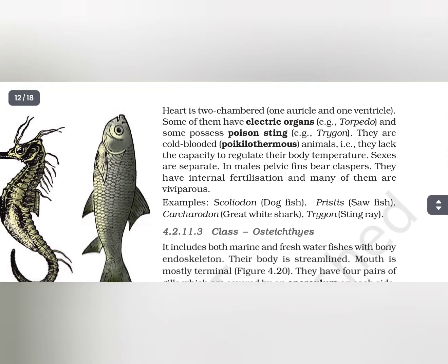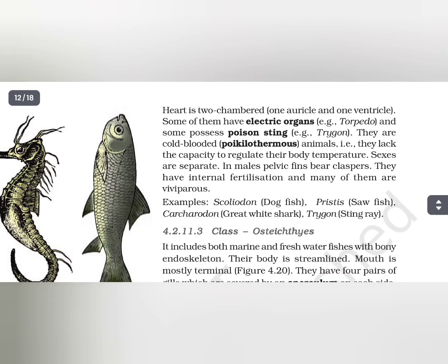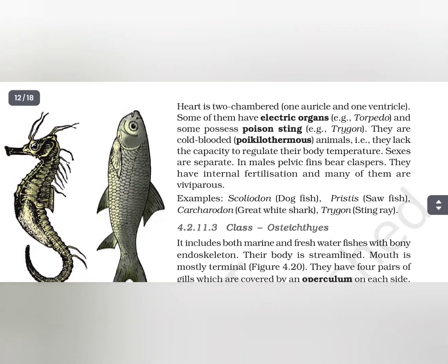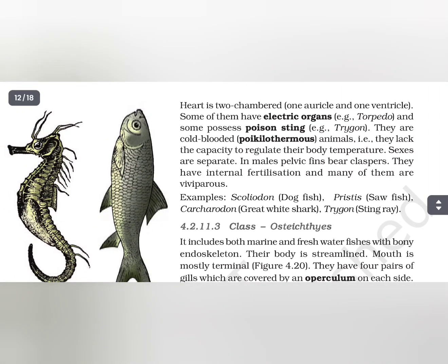Heart is two-chambered, one auricle and one ventricle. Some of them have electrical organs, example torpedo, and some possess poison sting, example trigon. They are cold-blooded poikilotherms, that is, they lack the capacity to regulate their body temperature.